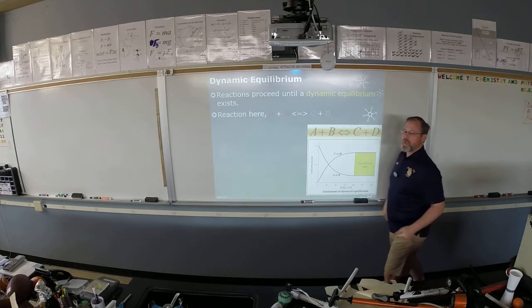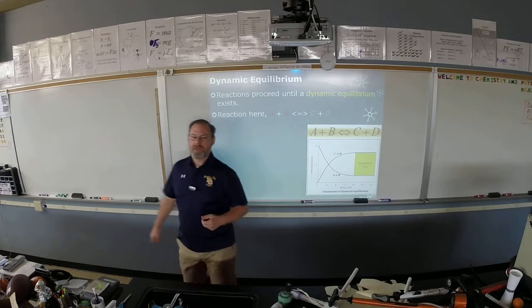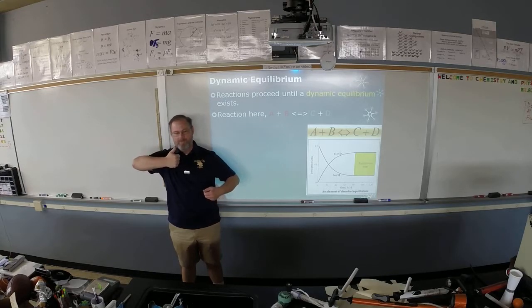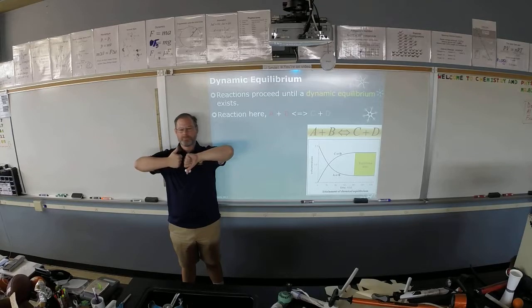Okay, based on the graph, if your neighbor thinks there's more products present, do a thumbs up. If your neighbor thinks there's more reactants present, do a thumbs down. What do you think? I say they're equal. It has to be one or the other.